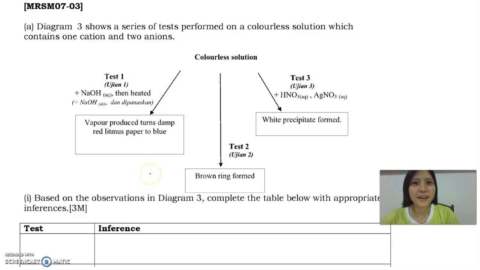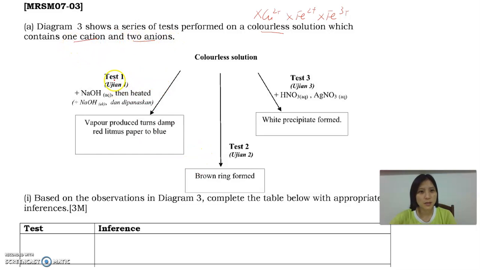Hello again. This time another salt question from the MRSM paper. Okay, let's look at what this question talks about. It says that a colorless solution, so it can't be Cu2+, it can't be Fe2+, and it can't be Fe3+. It contains one cation and two anions.